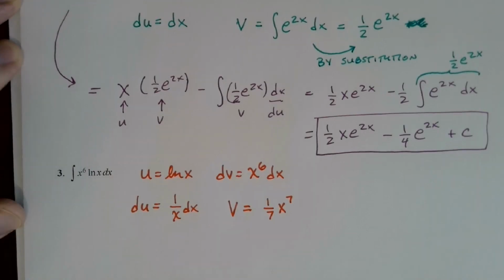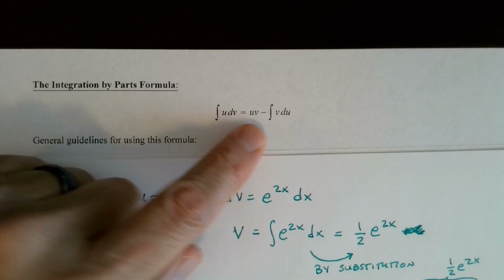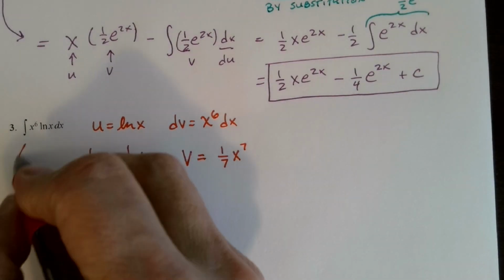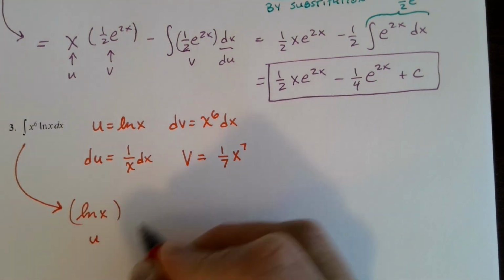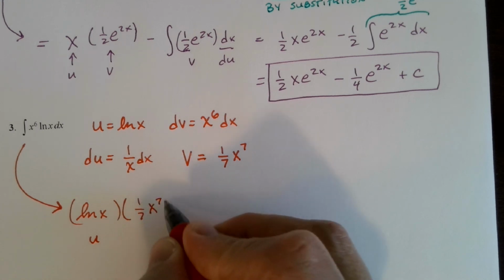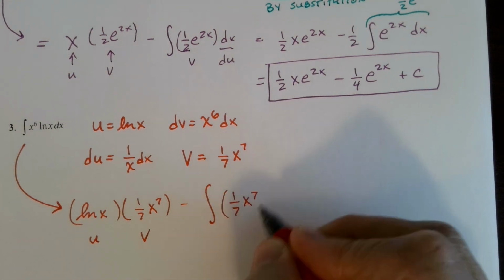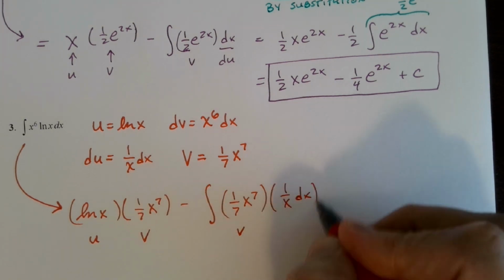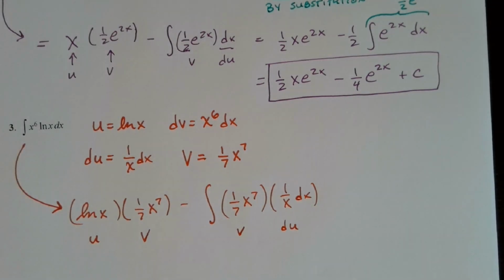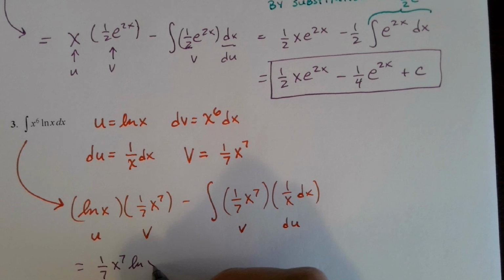So the integral, remember, of u dv is uv minus v du. So u is natural log of x, v is 1/7 x to the 7th, minus integral v, which is 1/7 x to the 7th, and then du, which is 1 over x dx. Okay, now be careful, right? Obviously here we've got 1/7 x to the 7th times the natural log of x. I'll just write it that way.